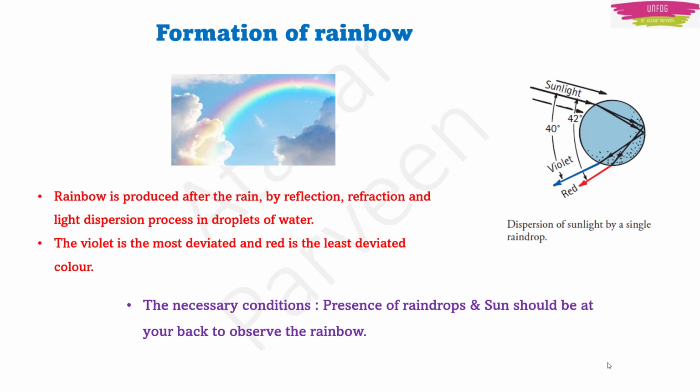Obviously, the light is falling on the raindrop and you can see the dispersion of light in the form of a rainbow. But then the sun should be on your back. Then only you can observe the rainbow. This is the necessary condition. This can be asked as an MCQ also, so you should know it.